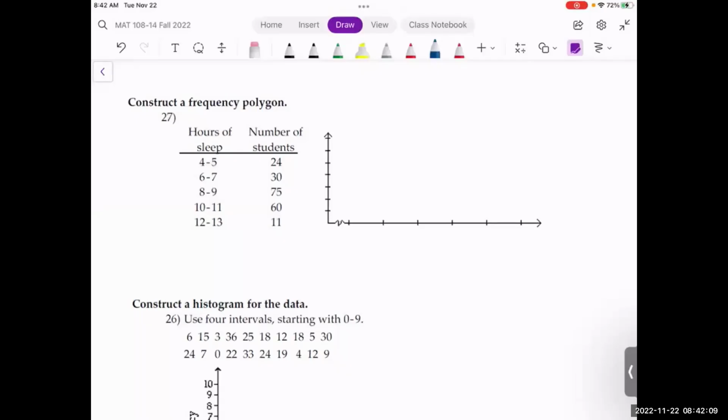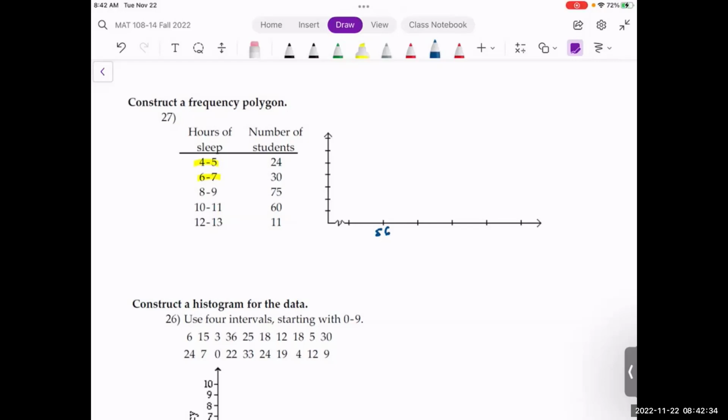Okay, 27, how do you do the histogram? Do you notice here, if I have 4 to 5, for example, and then 6 to 7, I cannot end at 5 and then start at 6 at the same time. Doesn't make any sense. All right, 5 and 6 are not the same number, so I cannot start and end at the same time.